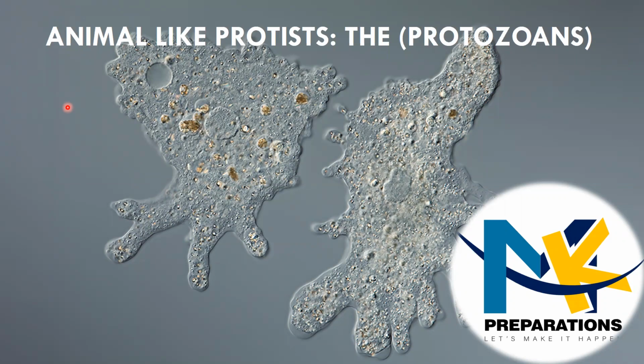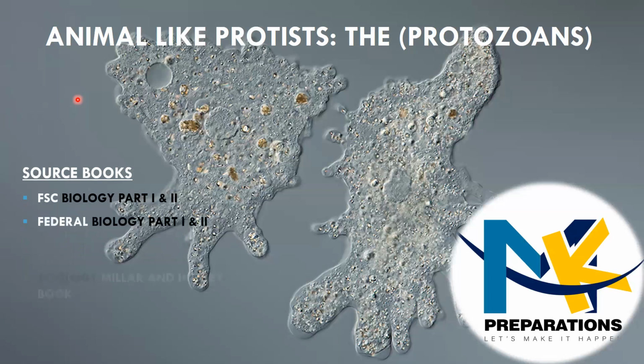Today we're going to discuss animal-like protists, the protozoans. All the topics included in this Kingdom Animalia and the protists have been taken from different source books like FSC Biology Part 1 and Part 2, Federal Biology Part 1 and Part 2, Zoology by Miller and Harley, and the Campbell Biology book.